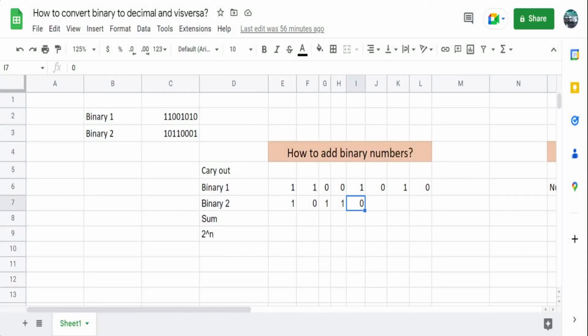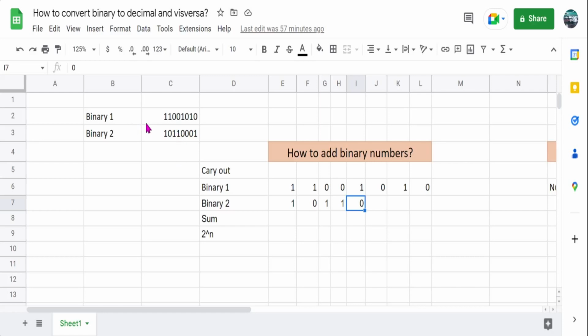Hello, today I will show you how to add binary numbers, how to convert binary numbers to decimal number type and reverse decimal number type back to binary form. As we all know, binary means 2, bi means 2. So when we are talking about binary, we are talking about 2 options. Example, true or false, 1 or 0, on or off, and others. Binary numbers means 2 numbers, 1 and 0.